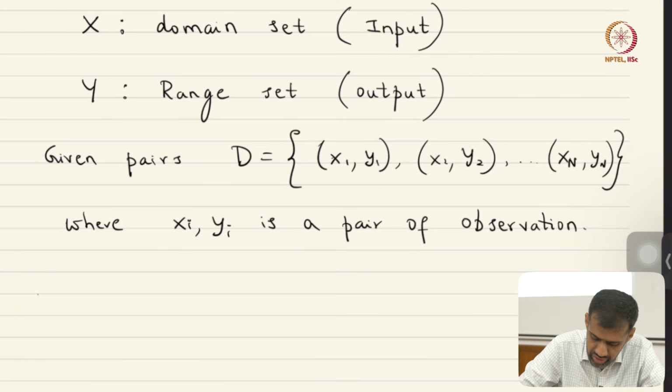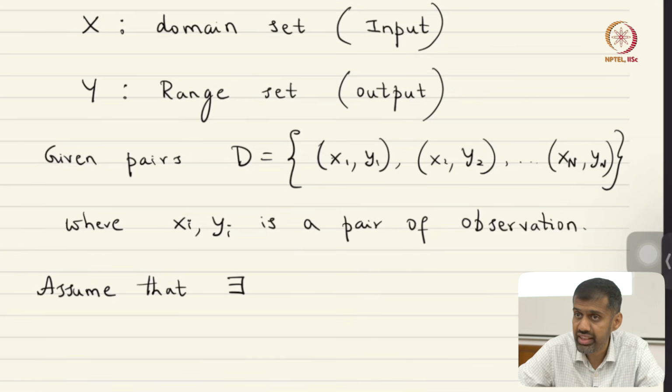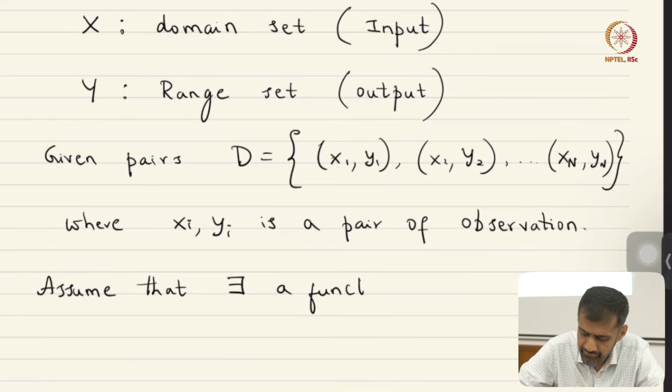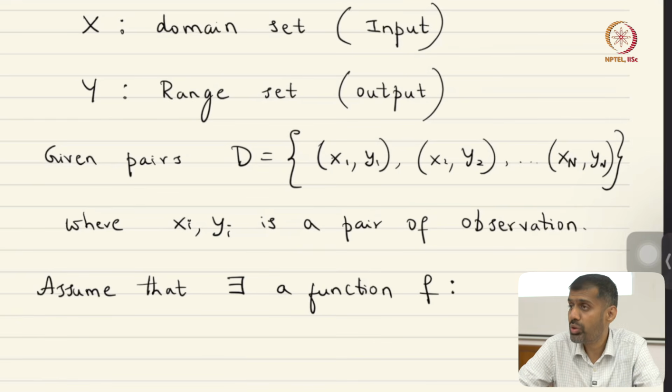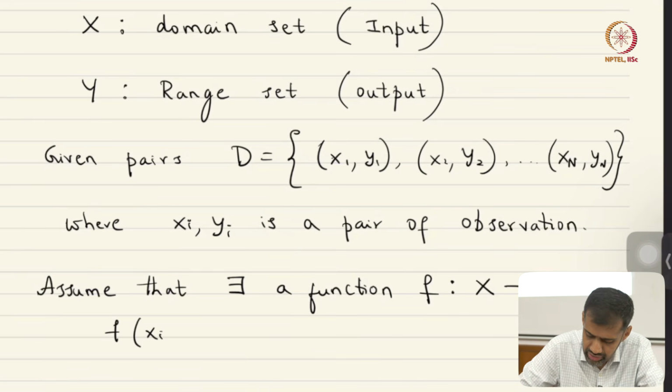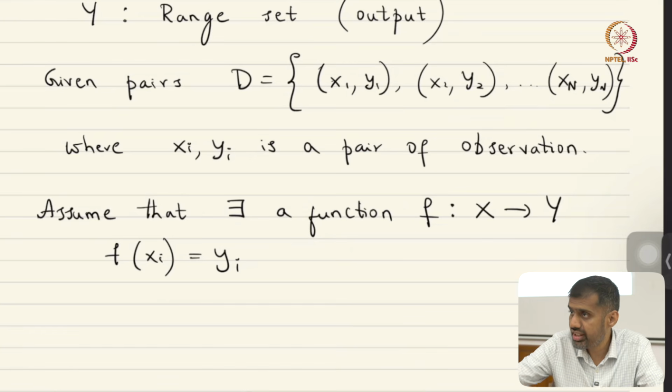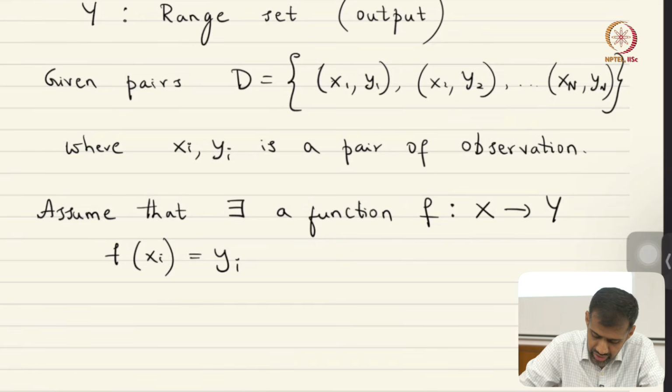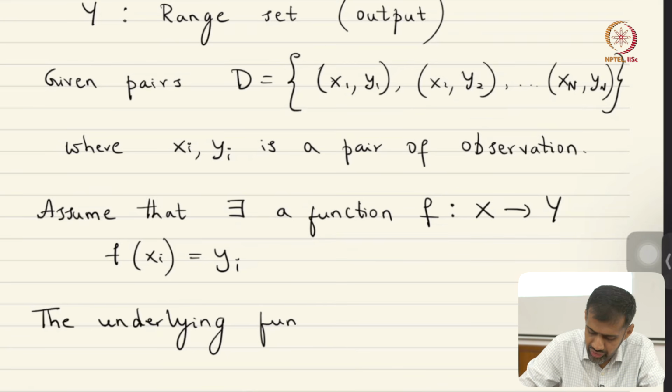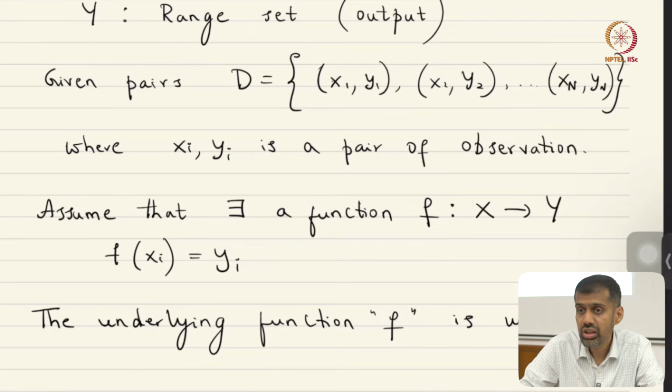Now we make an assumption: assume that there exists, this symbol stands for there exists, a function f. Assuming that all of you know what a function is, right? A function is a mapping between two sets, from set X to Y. So what does it do? Given a particular xi, it will give you the corresponding yi. It will operate on an element of X and give you a yi, and there exists a function. The whole problem is that the underlying function f is unknown. The whole problem is this.